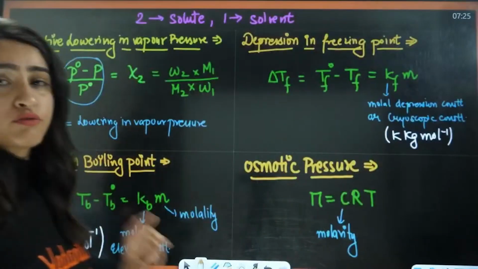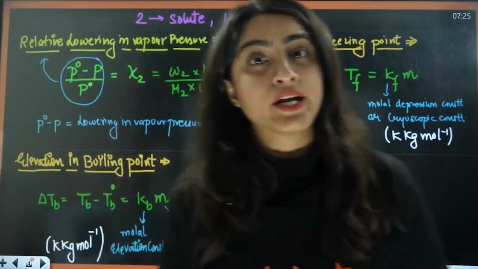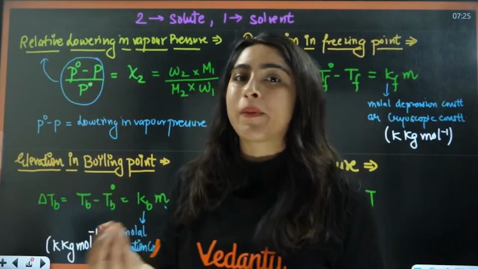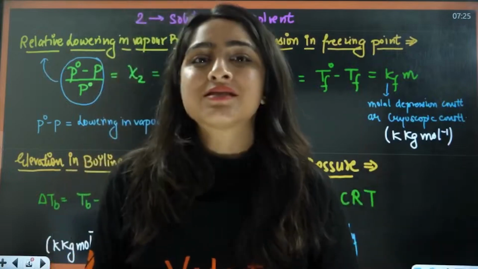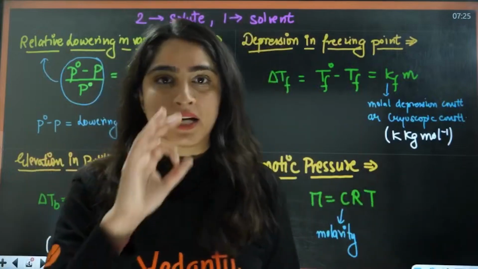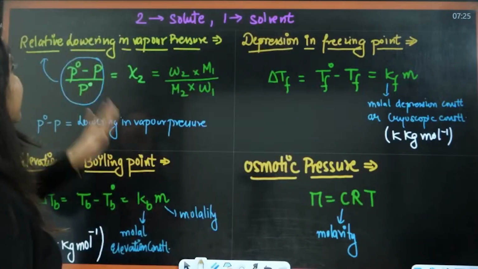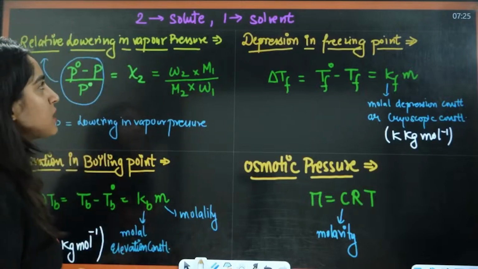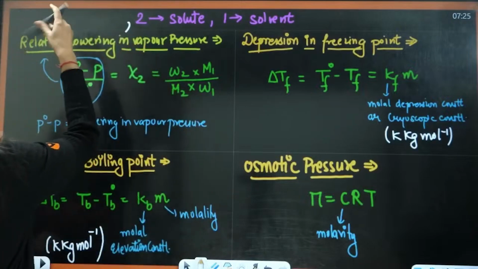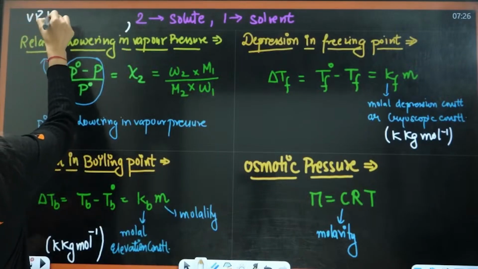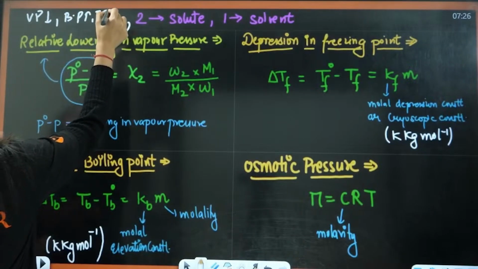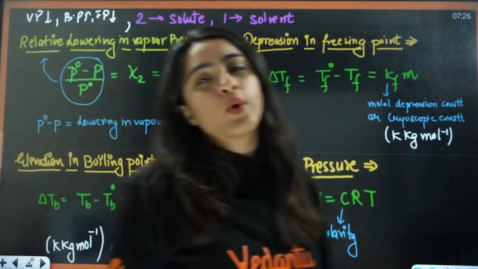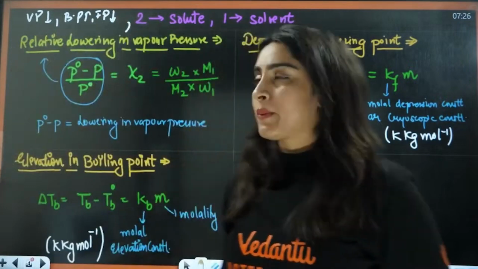Next we have four formulas for colligative properties. We have four colligative properties that depend directly on the number of moles of solute, or you can say the number of particles of solute. That is more specific, right? Next is relative lowering. What happens here in colligative properties? Vapor pressure decreases, boiling point increases, freezing point decreases. So we have four colligative properties in total.